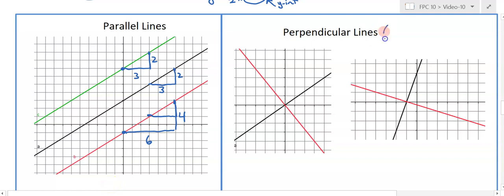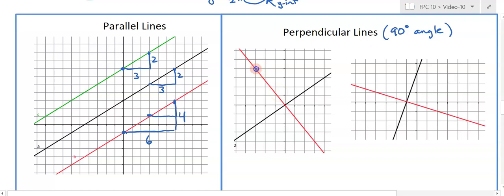Perpendicular lines, lines that intersect at a 90-degree angle or right angle, obviously do not have the same slope. The one thing you do notice is that if one line is rising, the other line is falling. So we definitely know that the slopes are opposites. In other words, if one is positive, the other has to be negative.